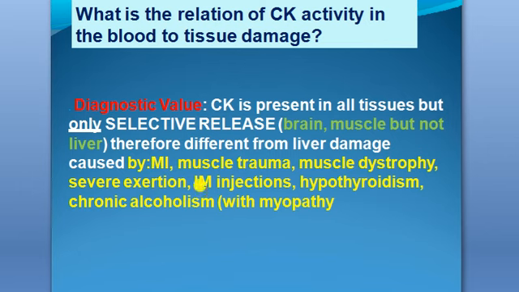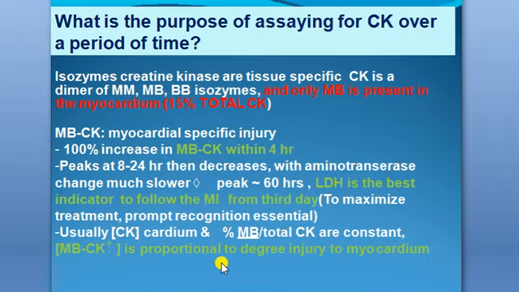See, this is what we discussed. What is the purpose of assaying CK over a period of time? In myocardial-specific injury, there is a 100% increase in CK-MB within 4 hours. So that's what we discussed. Depending upon that diagnosis, they can identify which muscle is affected.